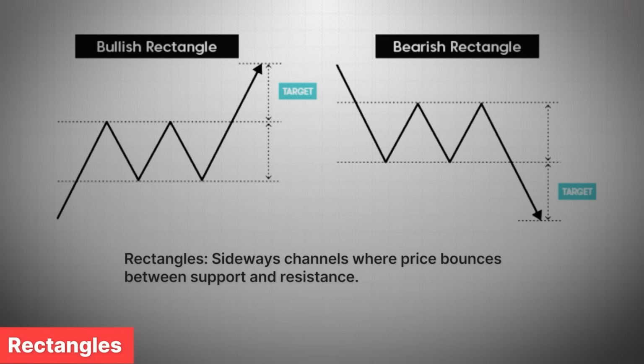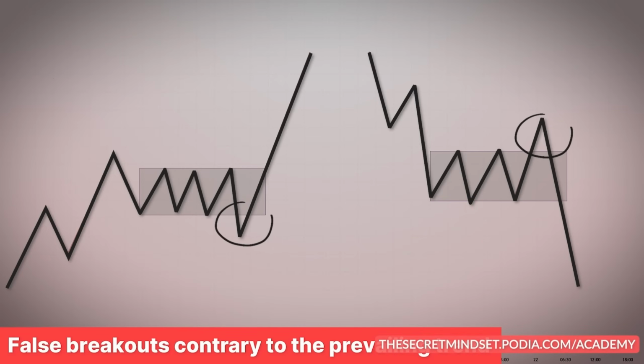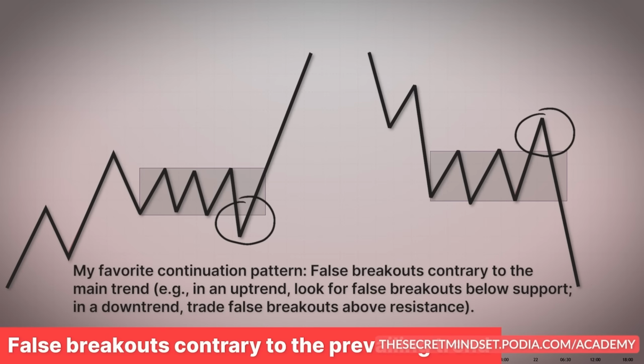These are sideways channels where price bounces between support and resistance. I like to trade false breakouts that occur contrary to the prevailing trend. So in an uptrend, look to trade false breakouts below support. And in a downtrend, trade false breakouts above resistance.